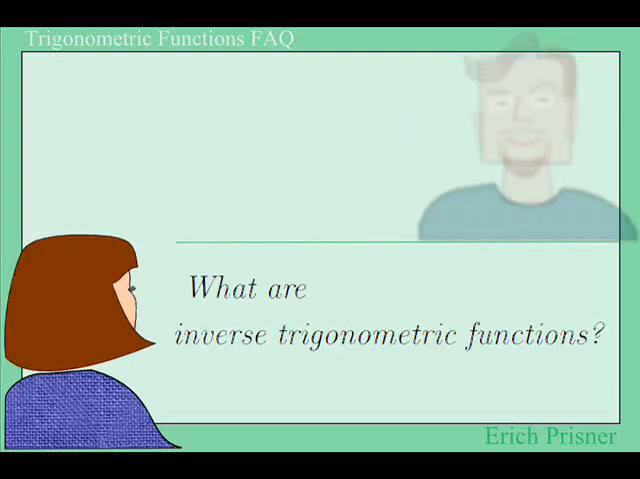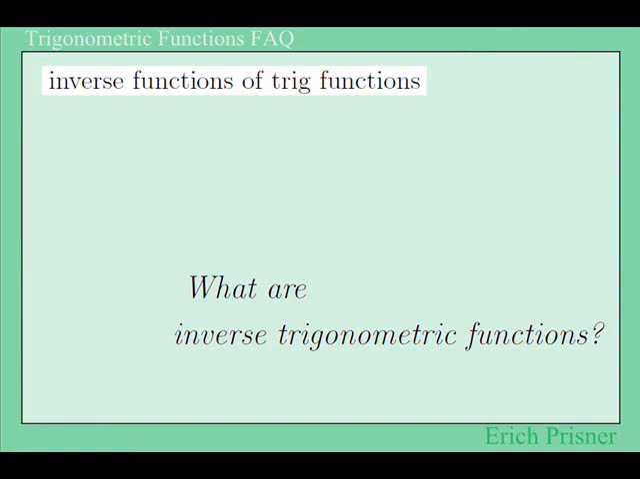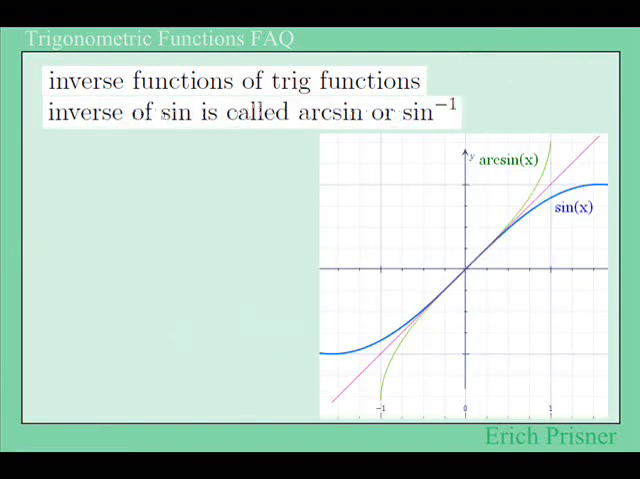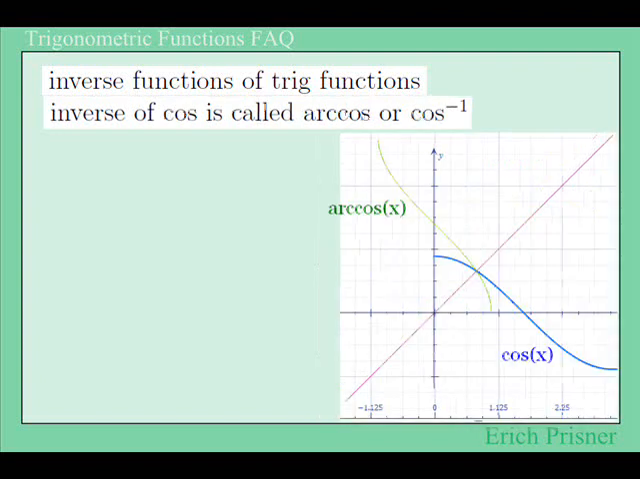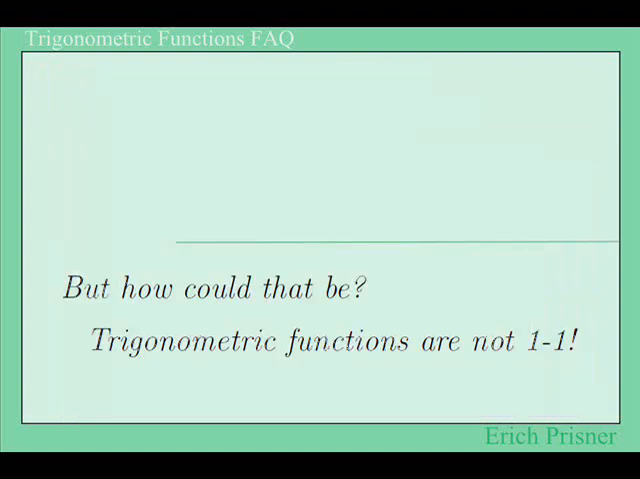What are inverse trigonometric functions? These are the inverse functions of trigonometric functions. The inverse of sine is called arcsine or sine inverse. The inverse of cosine is called arccosine or cosine inverse. The inverse of tangent is called arctangent or tangent inverse. But how could that be?